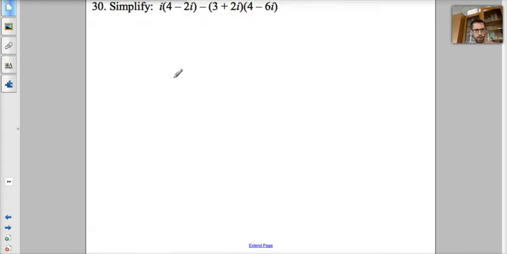All right, moving along, I'm simplifying. So, you know, I could probably i-part this entire thing and it would probably work. So I might do that to check myself. For now, I'm just going to distribute. So I'm going to distribute that. So I get 4i minus 2i squared minus, and then I can FOIL all this out. So I will FOIL all this out.